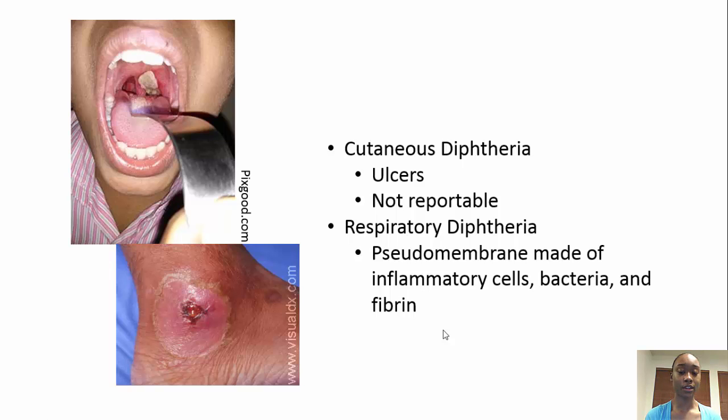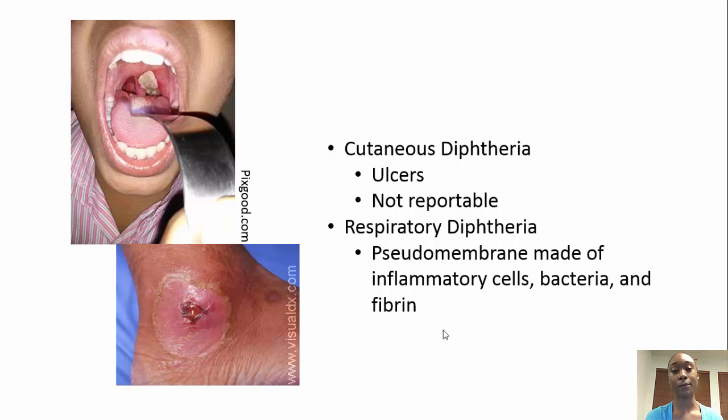And respiratory diphtheria was actually very harmful, with very high mortality and morbidity rates in the United States before the diphtheria vaccine was introduced. It killed many children under the age of 15.